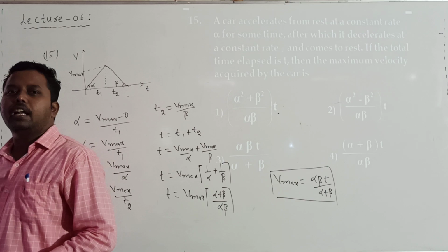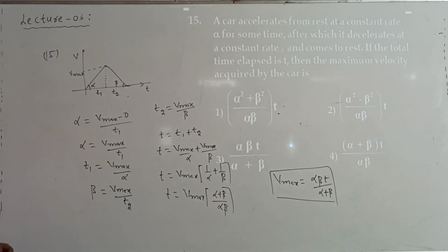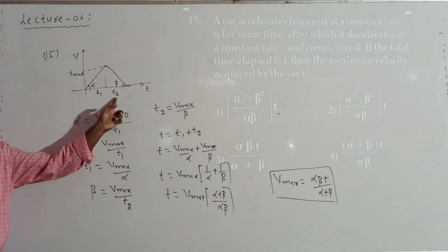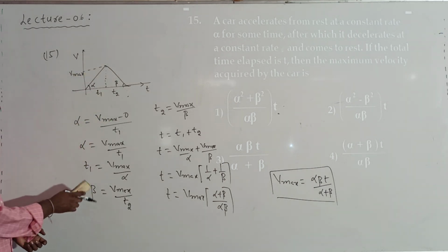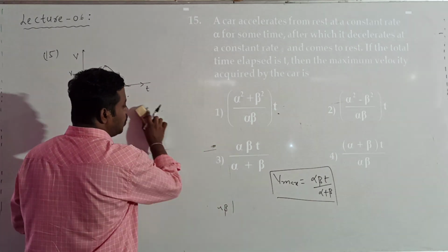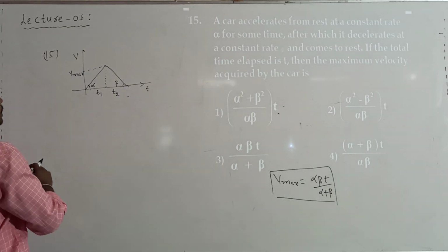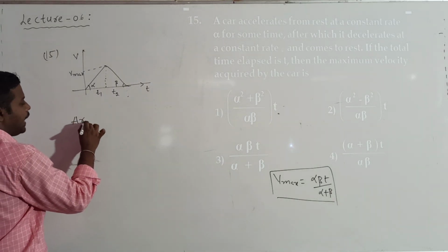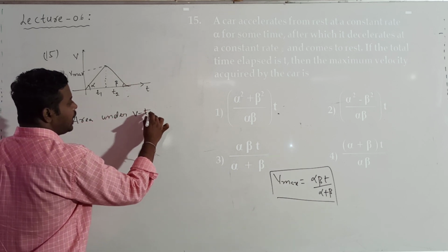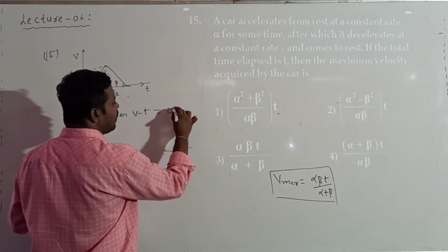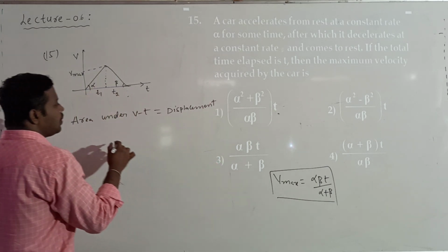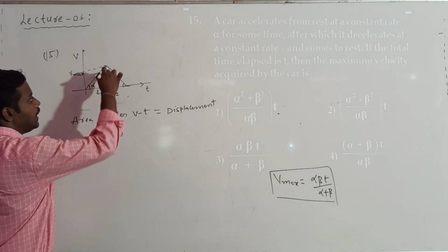In this question, we can also calculate the total displacement. To calculate the total displacement, we know that the area under the VT graph gives us the total displacement. So let me calculate that. What is the total displacement of the car? Area under which graph? VT graph. It gives us displacement or distance traveled in a given direction. Clear? So displacement S is equal to the area under the VT graph.